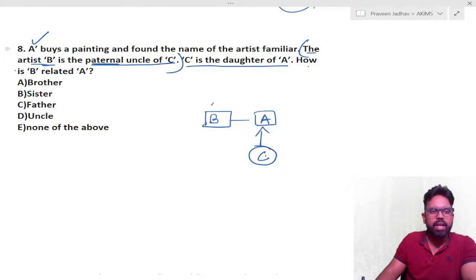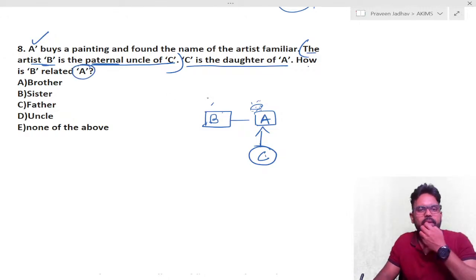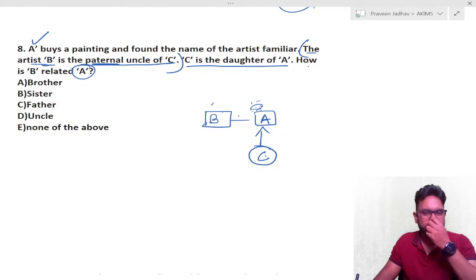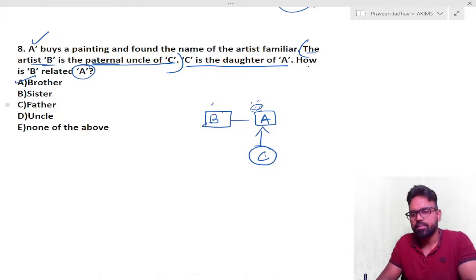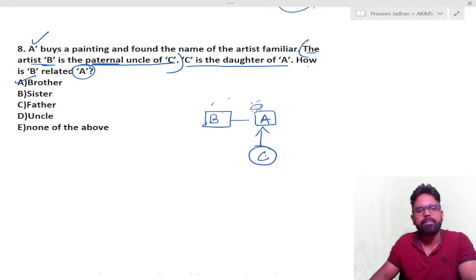Now, how is B related to A? Meaning, how is B related to A? Brother. Do I have it in the option? Brother. Yep.